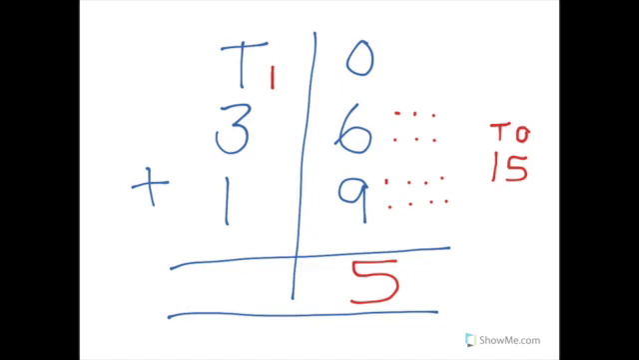10 plus 30 is 40. 40 plus 10 is 50. So a 50 goes there. So the answer is 55.